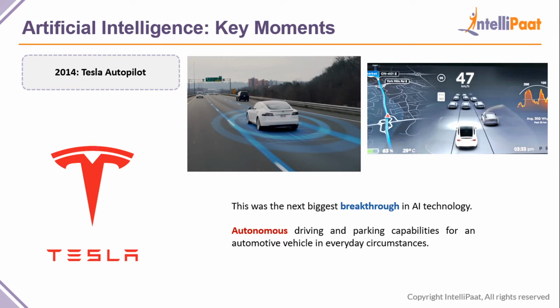I mean, there is a law which stops them from going completely autonomous, or else your Tesla could come to your doorstep, pick you up, you could sit in the rear seat, and it could drive you all the way to wherever you wanted. So it's that powerful, and this was 6 years ago.